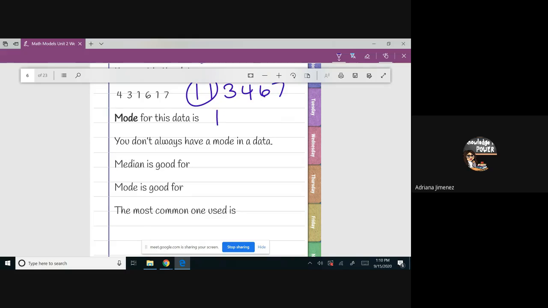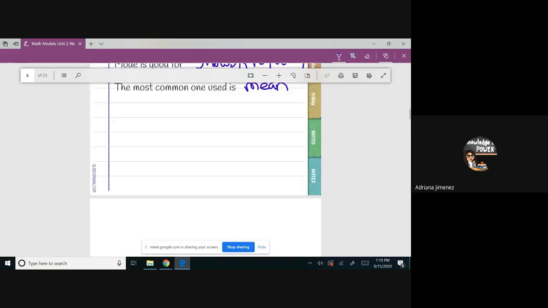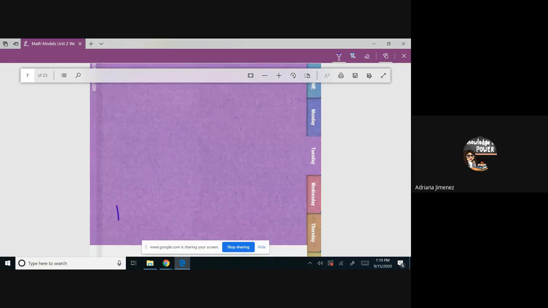Okay, the median is good to give you kind of like an idea of what the midpoint is of the data. And the mode is good to tell you how much something shows up. Frequency. Like how frequent does somebody choose something? And the most common one used is the mean, the average. And that was it for that.